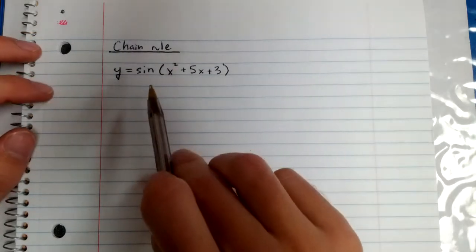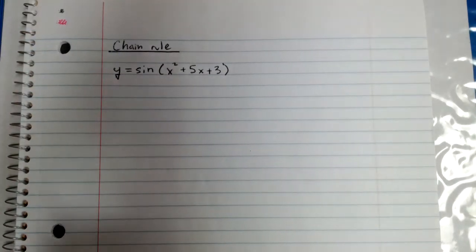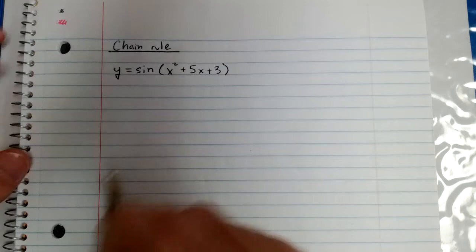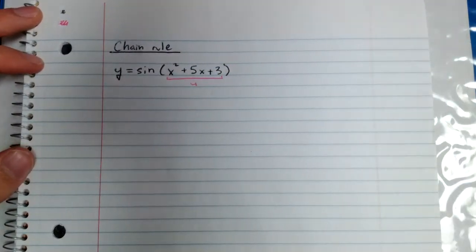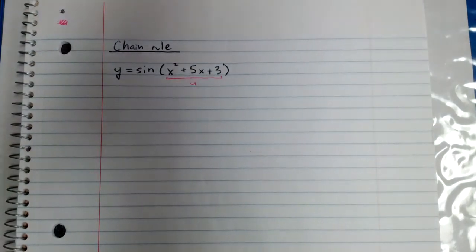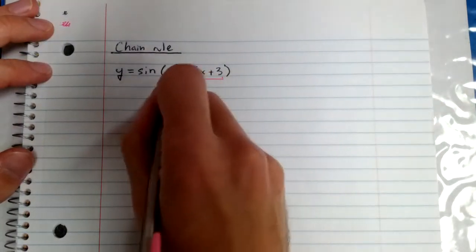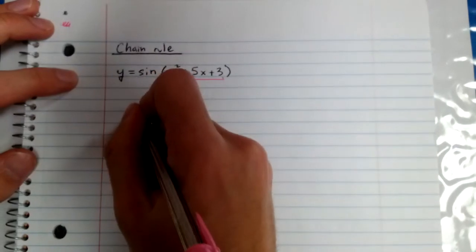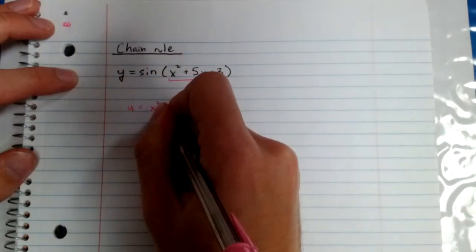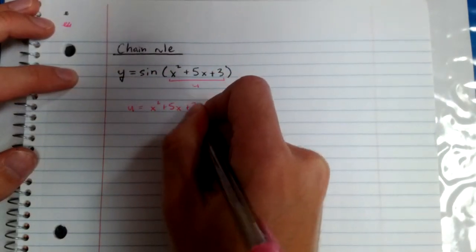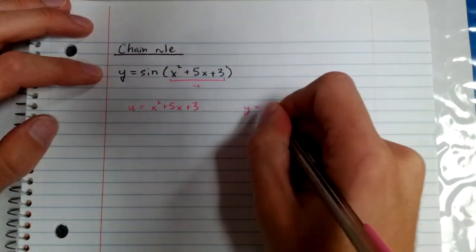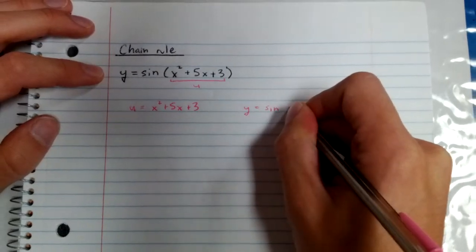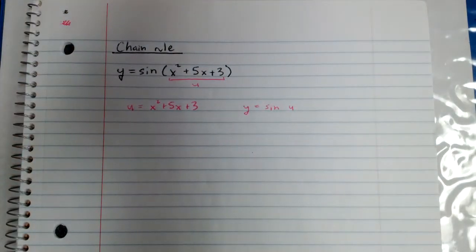So if you look at y equals sine of x squared plus 5x plus 3, I think it's pretty simple to see that you could imagine this being a function u, the inside of the sine, and then we have the function of the sine. So I'm going to rewrite this. I have the inside, which is my u, which is equal to x squared plus 5x plus 3. And if the inside is u, that gives me y equal to the sine of u. So I can break this up as the composition of these two functions together.